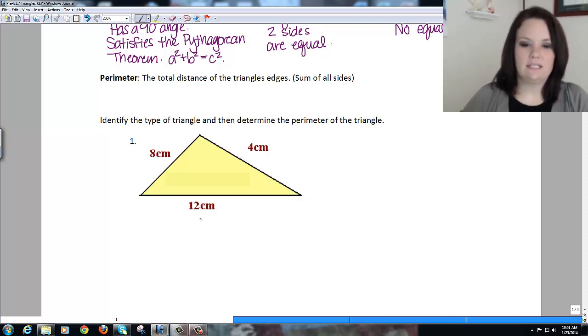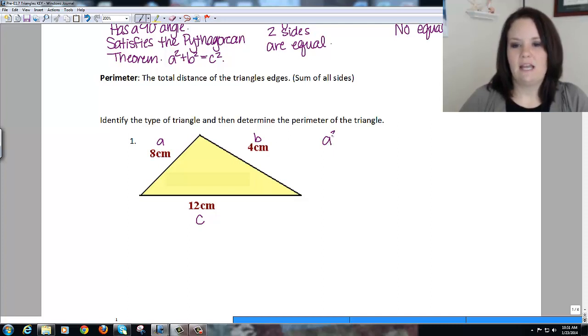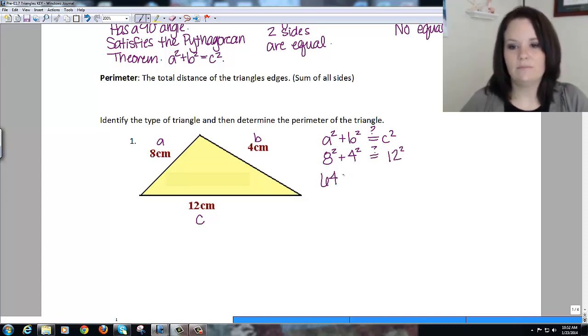Okay, this is my longest side, so this would be my c. And then a and b are interchangeable. We'll call this one a and we'll call this one b. So if I want to check to see a squared plus b squared, does that equal c squared in this case? So I'm going to take 8 and square it and add it to 4 squared and see, does that equal 12 squared? Okay, 8 squared is 64, 4 squared is 16, and 12 squared is 144.